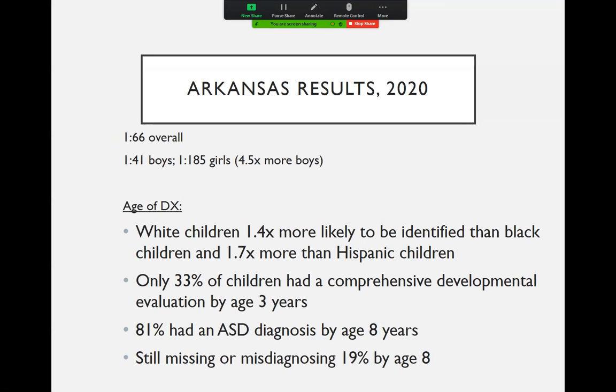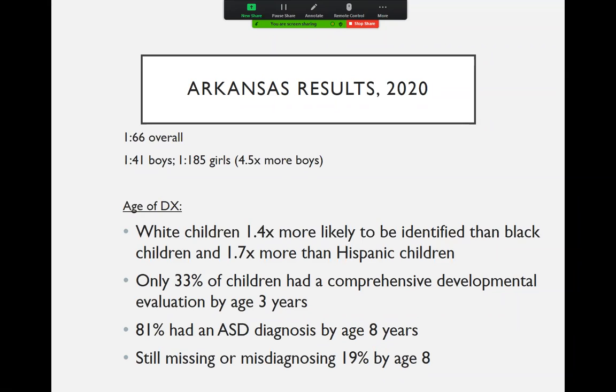Like I said, the Arkansas group is 1 in 66 overall, but of your boys versus girls, it's 1 in 41 boys. So out of every 41 boys, so just a little over a classroom in a school, maybe 2 classrooms, where there should be at least one statistically found child, little boy with autism. Of girls, it's 1 in 185, and that's 4.5 times more boys than there are girls.